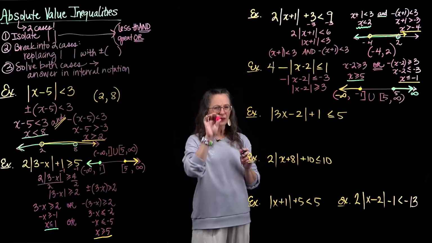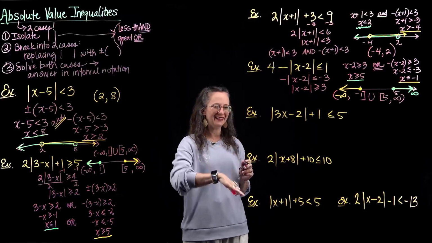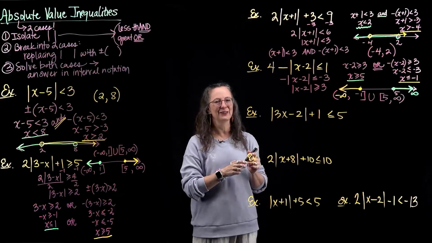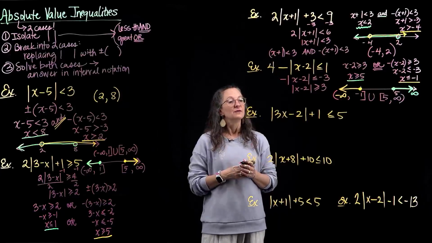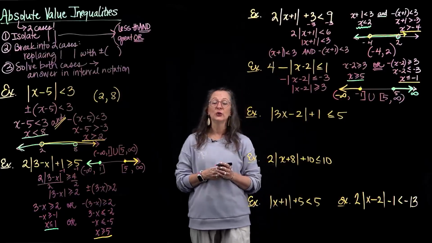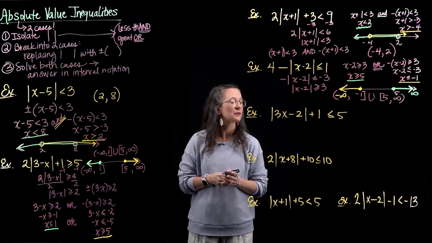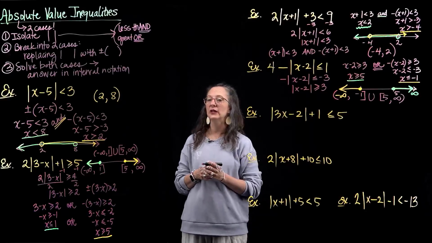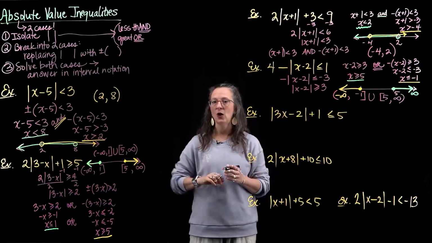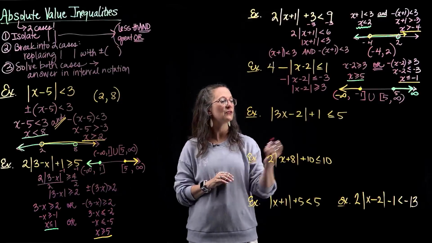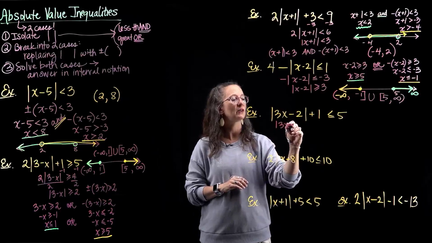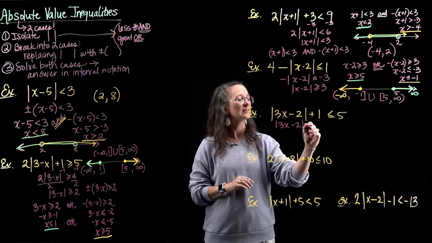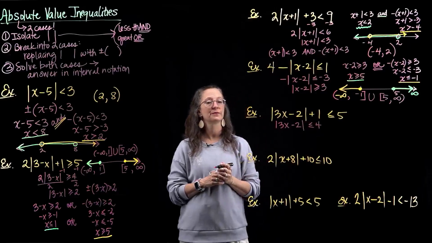All right. One more regular one, and then I've got a few weird cases for you that I really think you should see. So, next example, absolute value of 3x minus 2 plus 1 less than or equal to 5. Always isolate the absolute value first. We'll subtract 1 from both sides. So I have absolute value of 3x minus 2 is less than or equal to 4.